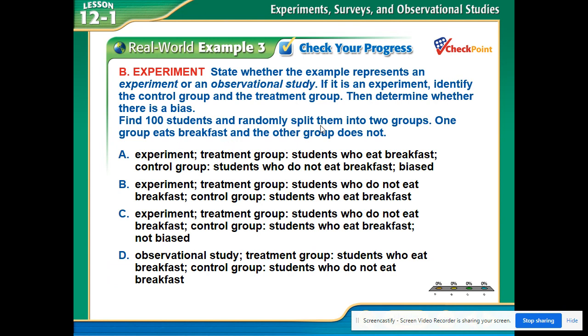Find 100 students, randomly split them into 2 groups. One group eats breakfast and the other one does not. This is an experiment for whatever it is you're trying to do.